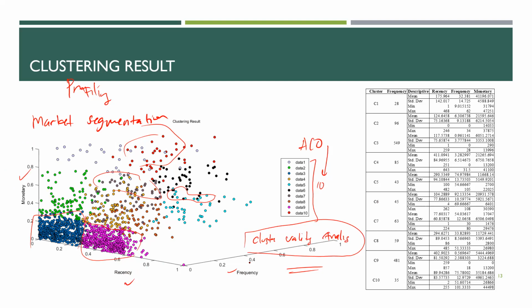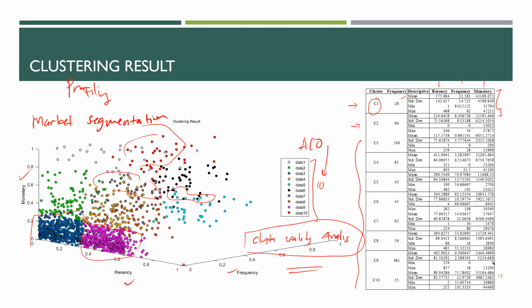Again, after we get the clustering result, I try to see a profile of each cluster. That's why here we go deeper into the profile of each cluster. One basic idea is to start from the descriptive statistics of each cluster. For example, for cluster 1, there are 28 customers, and this is the data in terms of recency, frequency, and monetary for our cluster.